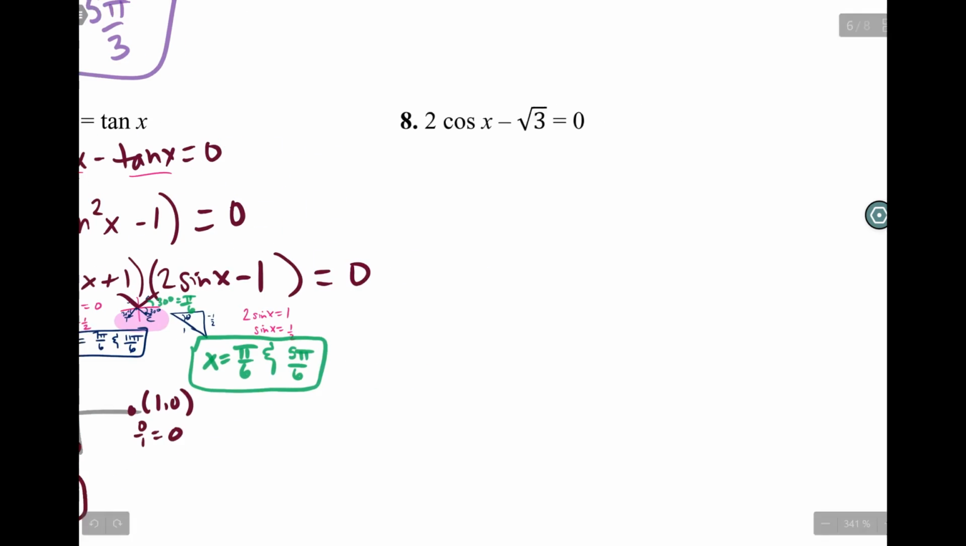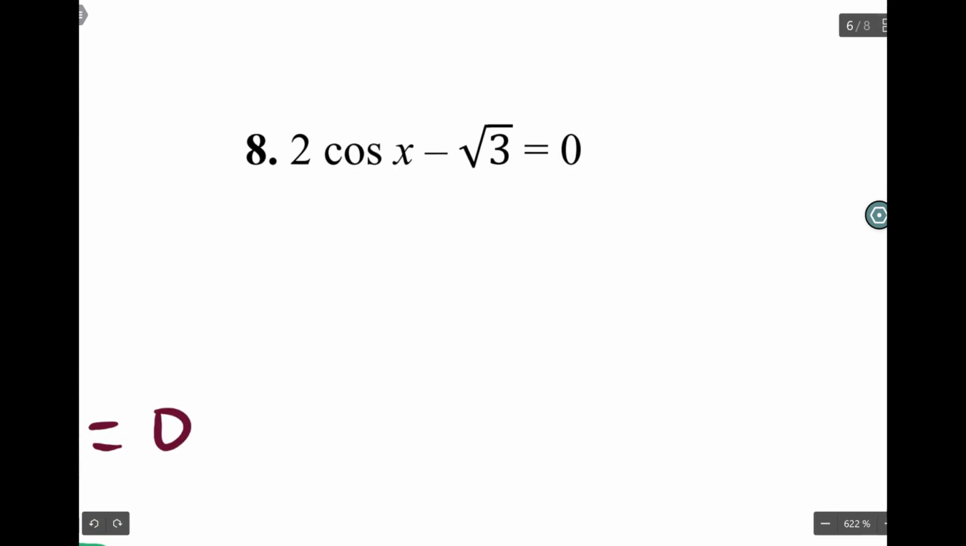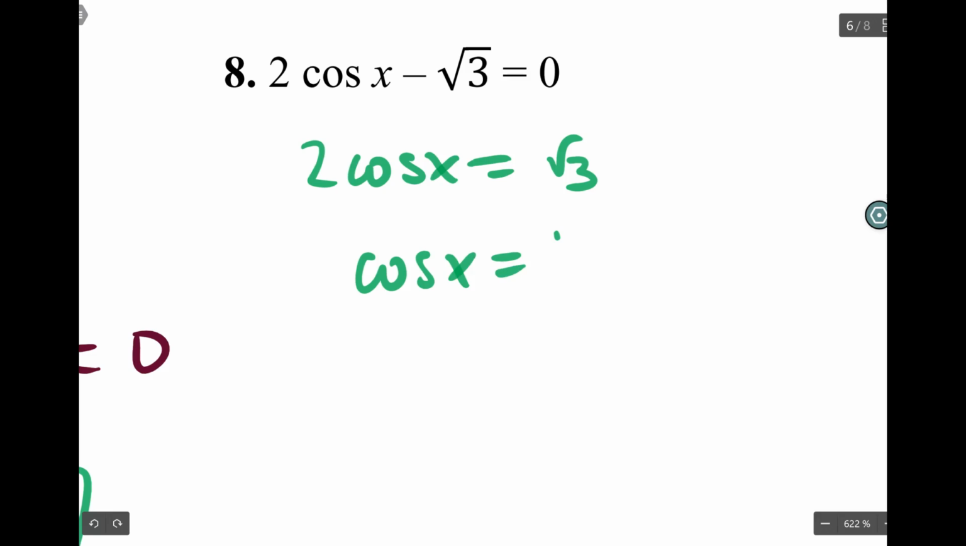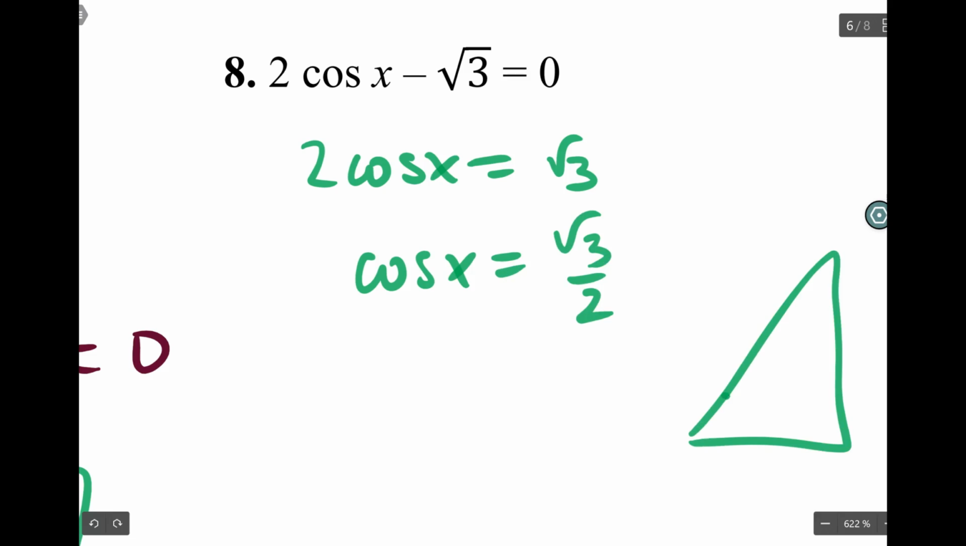Here's the last problem of this set. 2 cosine x minus square root of 3 equals 0. Add square root of 3 on both sides. Divide by 2. Where is cosine equal to square root of 3 over 2? That seems like a 60-degree angle to me. Here's theta. So SOHCAHTOA, right? The adjacent is square root of 3 over 2, hypotenuse is 1. So I recognize it's a 30, 60, 90 triangle.